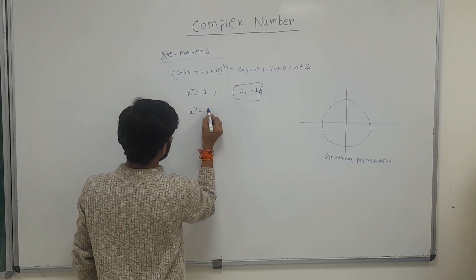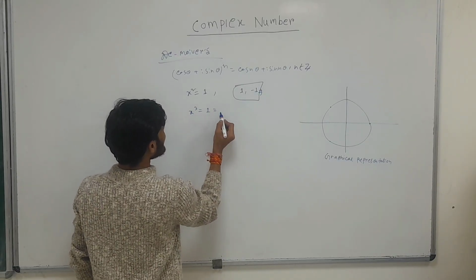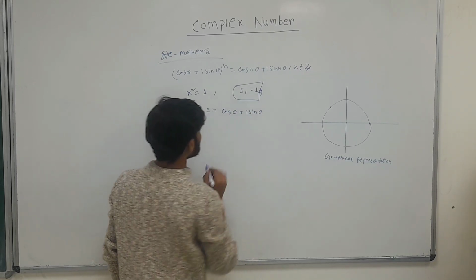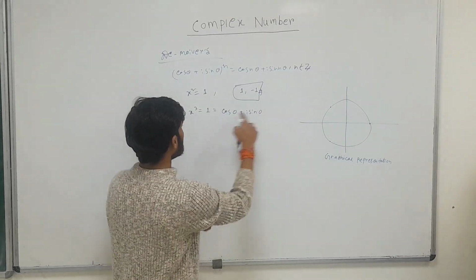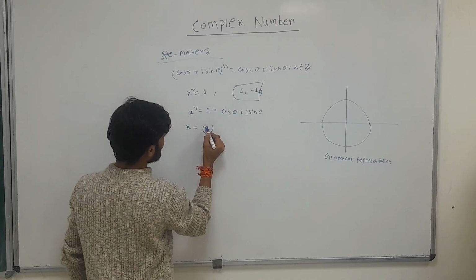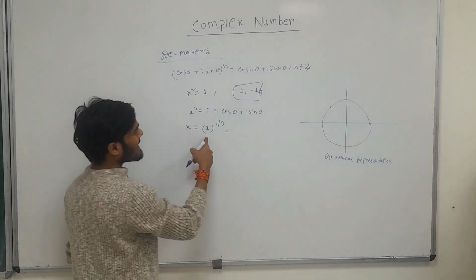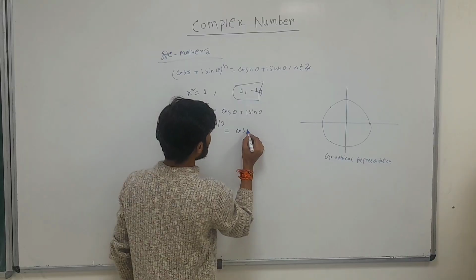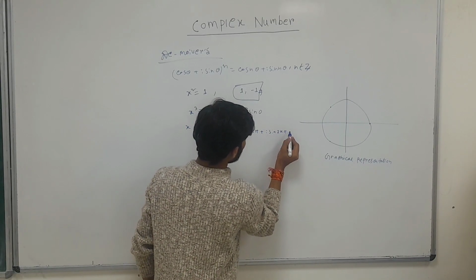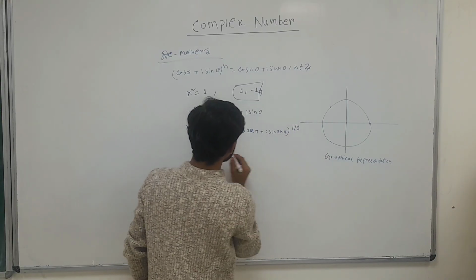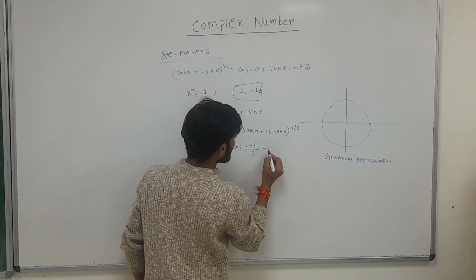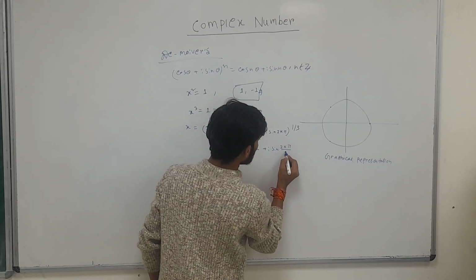If you have x cube equal to 1, you can write 1 in the form of cos of 0 plus iota sin of 0. So cos 0 is 1 and iota sin 0 is 0, so it will be 1. So you can write x equal to 1 to the power 1 by 3, and this one you can write in general form as cos of 2k pi plus iota sin of 2k pi to the power 1 by 3. And by De Moivre's theorem, you can write it as cos of 2k pi by 3 plus iota sin of 2k pi by 3.